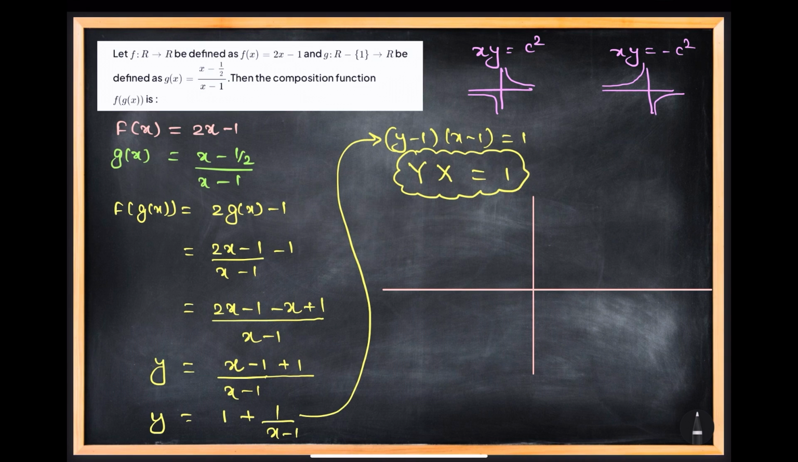So to find the first asymptote, we will equate this with 0. So we got y as 1. So this is your y equals 1. This is your first asymptote. Now to get the second asymptote, we will equate x minus 1 with 0. So x minus 1 equals 0 gives x equals 1. Done. Now we have to draw the graph.